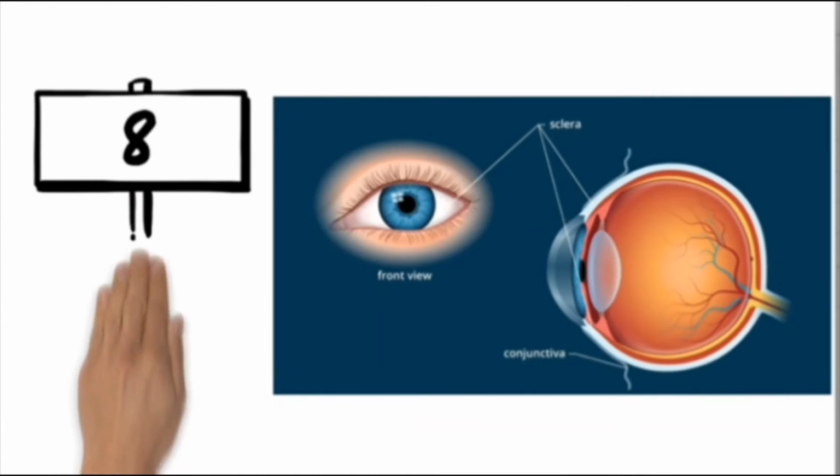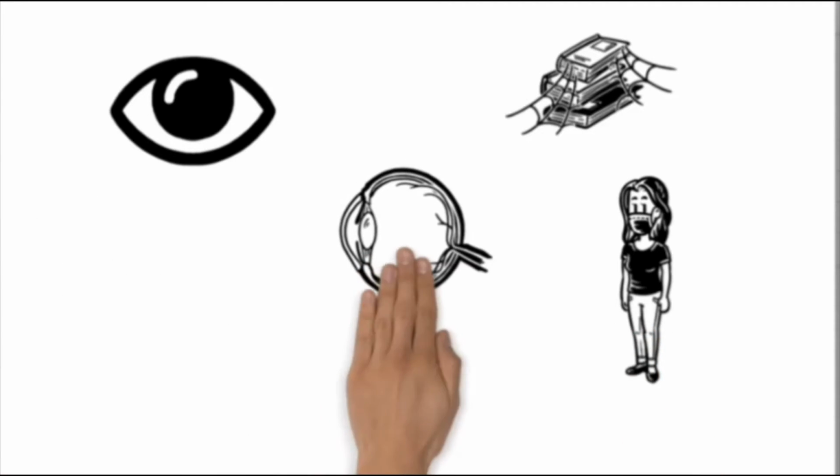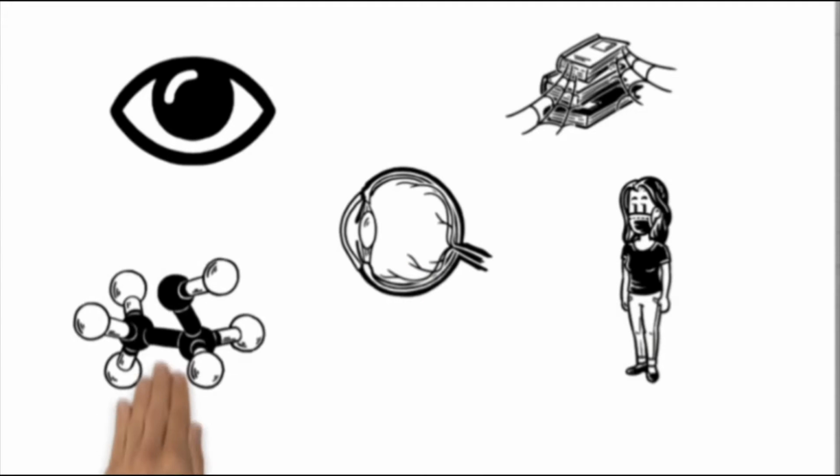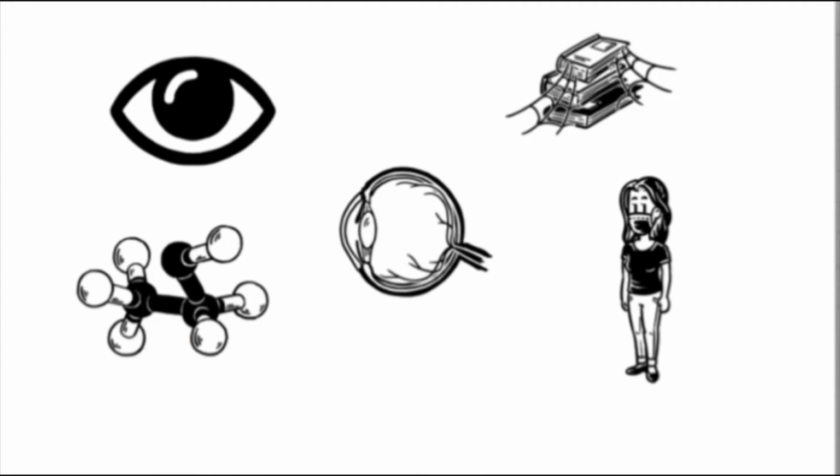Number 8, sclera. The sclera, also known as the white of the eye or, in older literature, as the tunica albuginea oculi, is the opaque, fibrous, protective, outer layer of the human eye containing mainly collagen and some crucial elastic fiber. It's a tough, protective covering, and the muscles that control eye movement are connected to it.